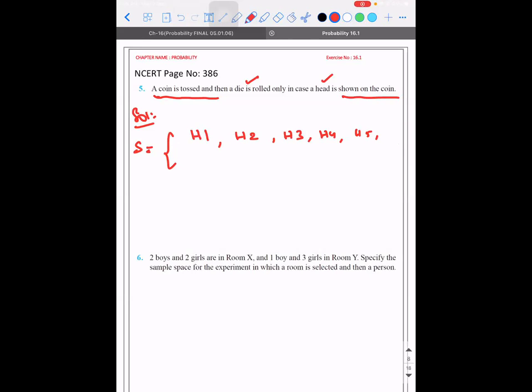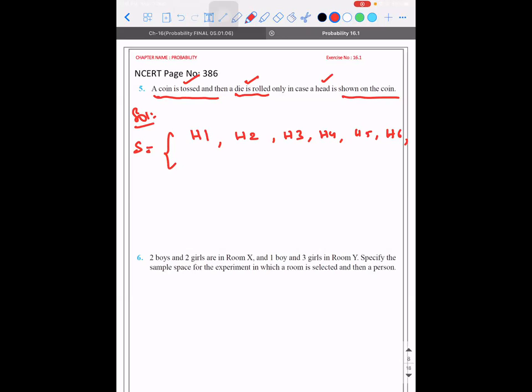If the coin shows a tail, sorry? Roll the dice once more till we get one. No, you will not do that. What did they say? It is only 2 activities, okay? So a coin is tossed, which means the coin is tossed only once, and a die is rolled, that is also only once. A die is rolled only when one certain condition is satisfied.